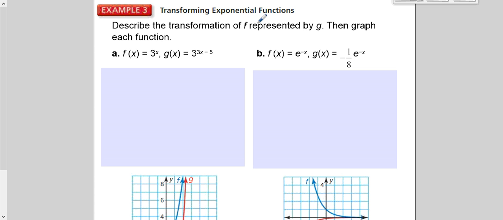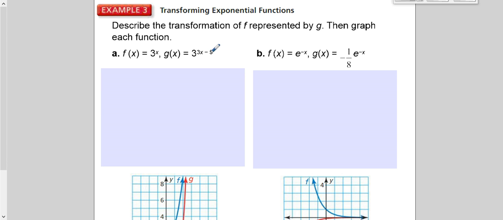Describe the transformation of f represented by g, example 3. Then graph each function. I already have the graphs done. We're not going to focus on the graphs here. I want you to focus on the transformations. Multiplying the x by 3, what does that do? Write it down. Subtracting 5 from x, what does that do? Write it down. So we're actually going to do the minus, there's not parentheses around this, so we're going to state this part first, the minus 5, and then multiplying just x by 3. So we'll do this thing followed by, remember that phrase, followed by.